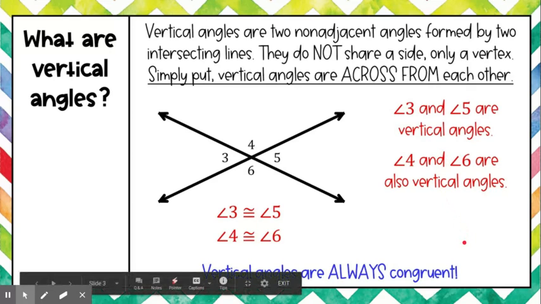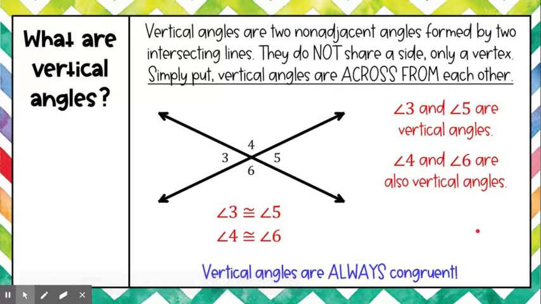Now, vertical angles are two non-adjacent angles formed by two intersecting lines. They do not share a side, only a vertex. So, simply put, these angles are across from each other.